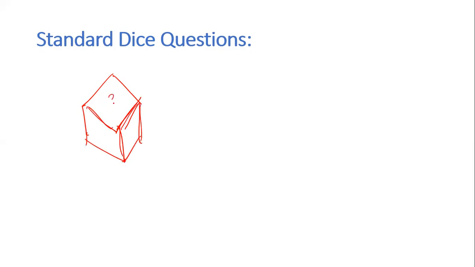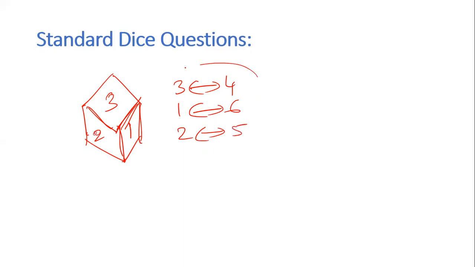right? Let's say this is 3, this is 2, then this is 1. Then what is the face opposite to 3? Obviously 4. What is the face opposite to 1? 6. What is the face opposite to 2? 5. How can you say that? Because the sum of the opposite faces should be 7. So here 3 and 4 are opposite faces, 1 and 6 are opposite faces, 2 and 5 are opposite faces, right?